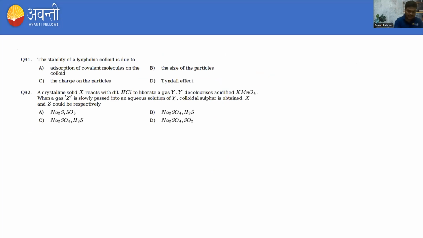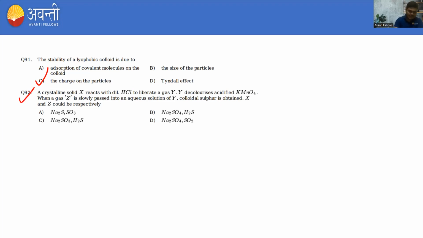Now, move to question number 91. The stability of the lyophilic colloid is due to: the adsorption of the covalent molecule on the colloid? No. Size? No. Charge on the particle. Because of this charge, the particles repel each other, and due to the repulsion, the stability of the lyophilic colloid is present. Right, so the charge of the particle.